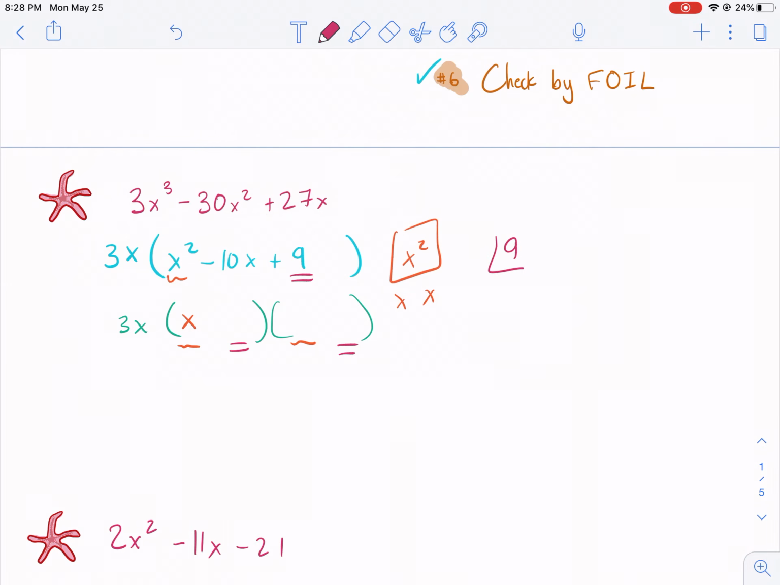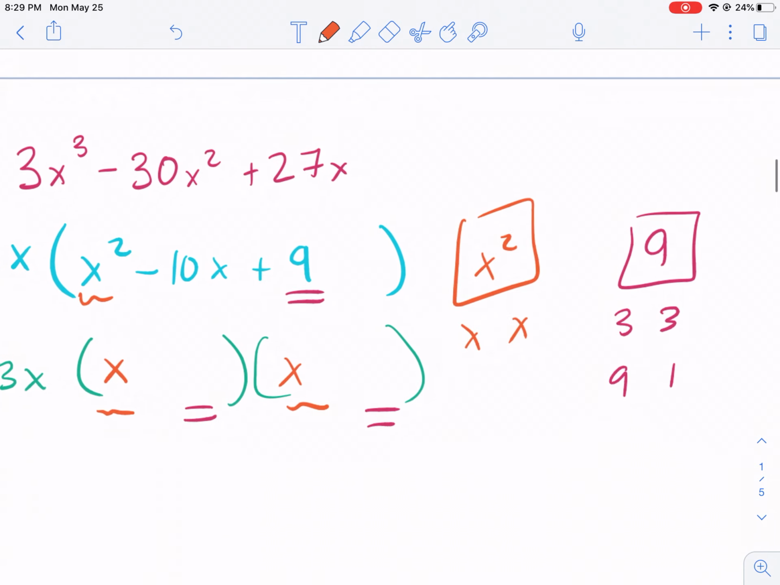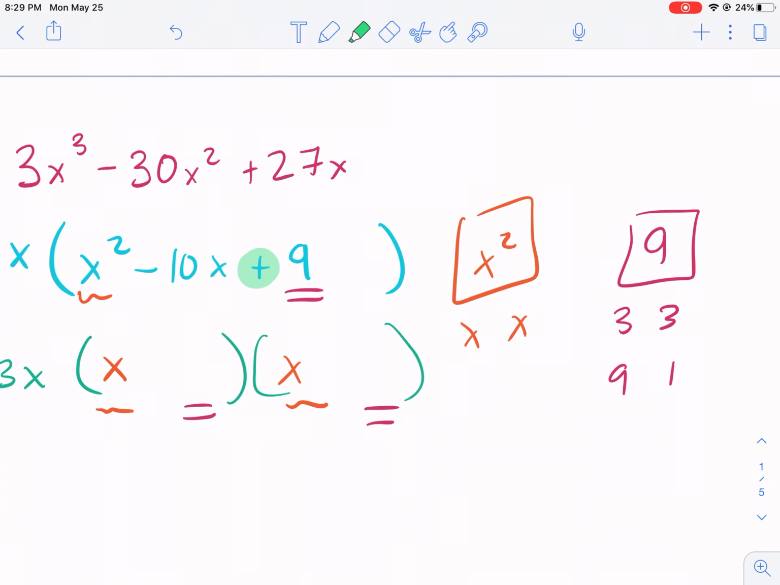Factors of 9. We have a couple combinations here. We have 3 and 3. We have 9 and 1. Now, this is where it gets tricky. We have to determine the sign. Notice how this sign is positive and this is negative.